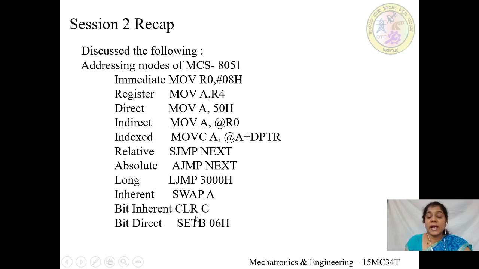Next is bit inherent addressing mode. In case of bit inherent addressing mode, the contents of flags will be implied there itself. Say for example, CLR C. The carry will be cleared and updated in the carry flag itself. So that is bit inherent addressing mode. Next is bit direct addressing mode. In case of bit direct addressing mode, the bit addressable memory, that is 20H to 2FH of 8051 RAM, will be specified as a part of the instruction. That is bit location 06H. Here SETB sets the bit location 06H of bit addressable memory.